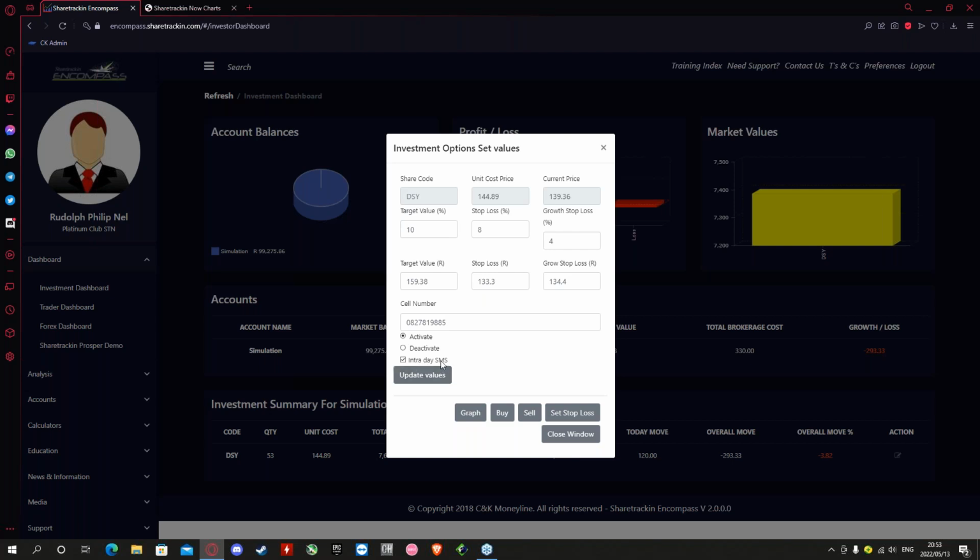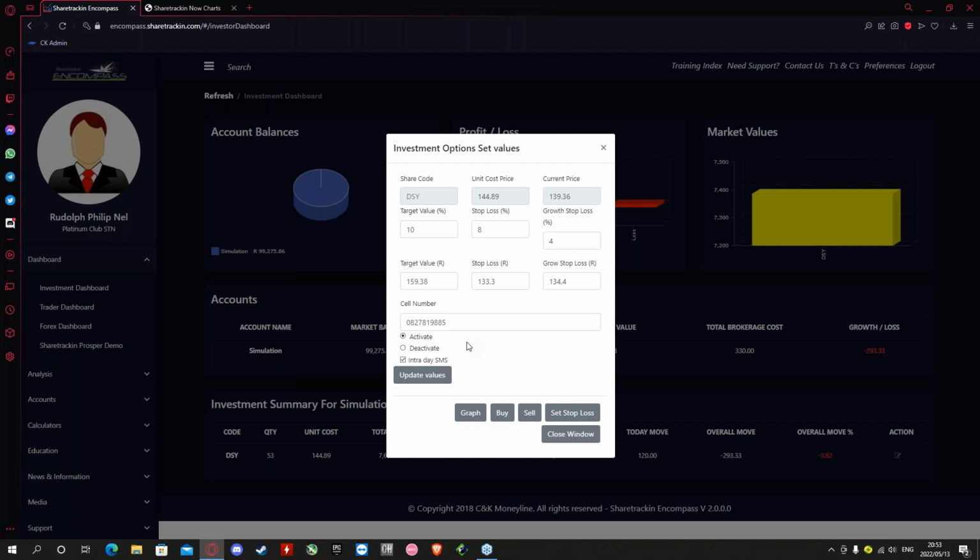Right, but there is another option that you can tick: your intraday SMS. So usually it would be deactivated. So you'll find it in this state, deactivated. Okay, so you need to activate it and then tick the intraday SMS block. Intraday SMS blocks usually send you an SMS telling you what your share is currently doing. Right, is your share price increasing or decreasing for the day?